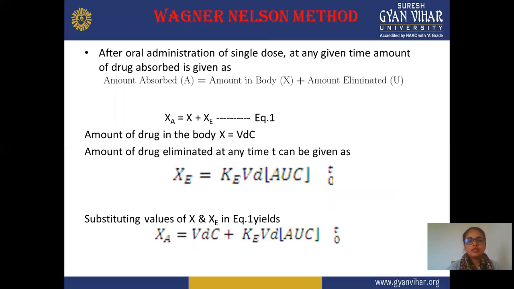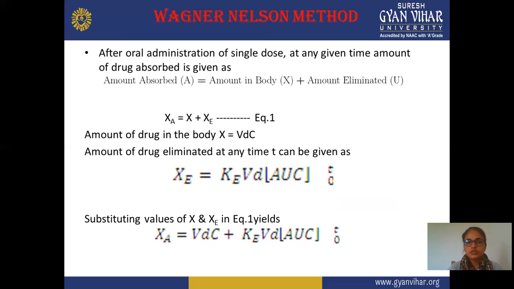In the Wagner-Nelson method, after oral administration of a single dose, at any given time we calculate the value of XA, that is, the amount of drug absorbed after administering this single dose. So XA, the total absorption, is equal to X plus XE, where XE is how much is eliminated, and X is the amount of drug in the body.